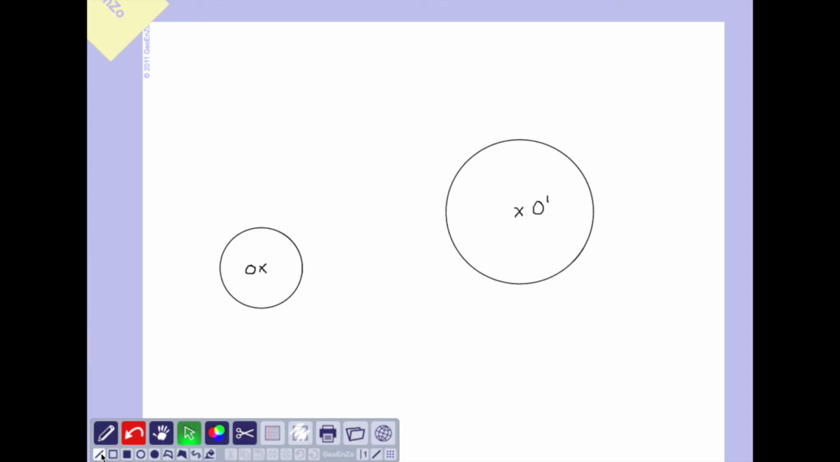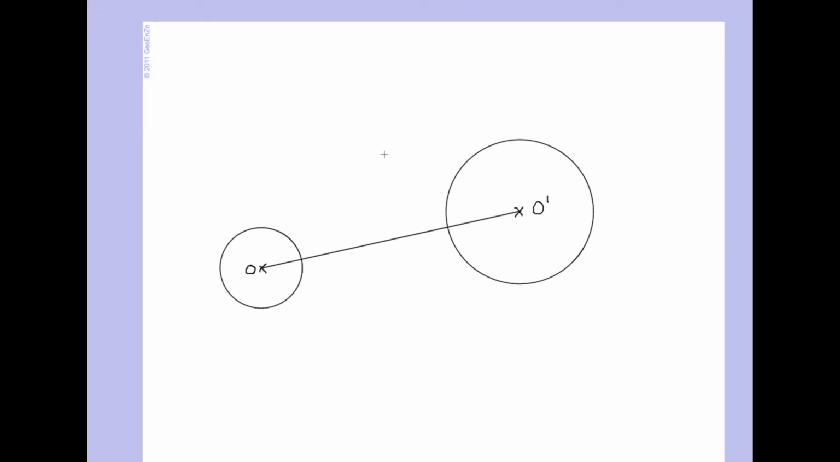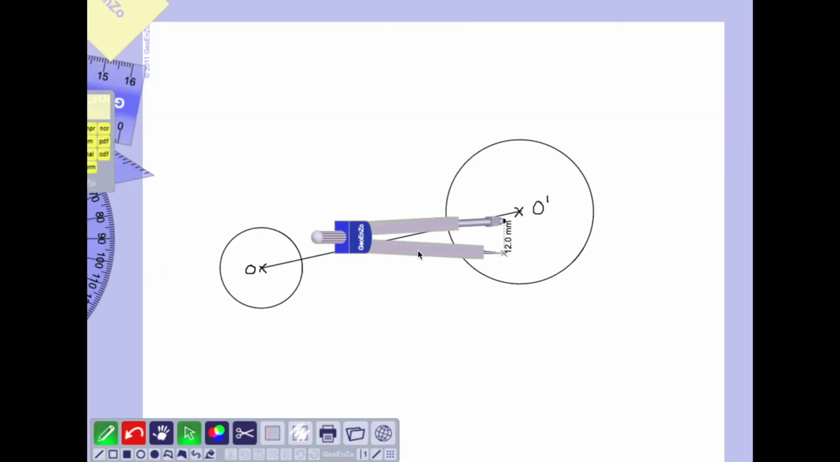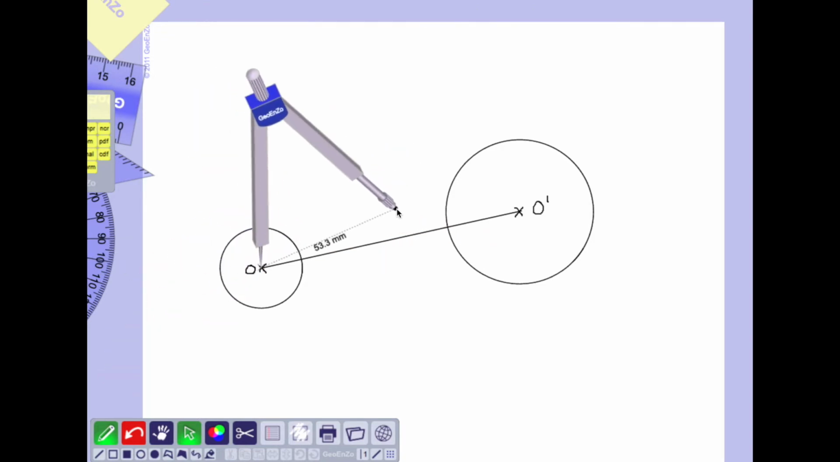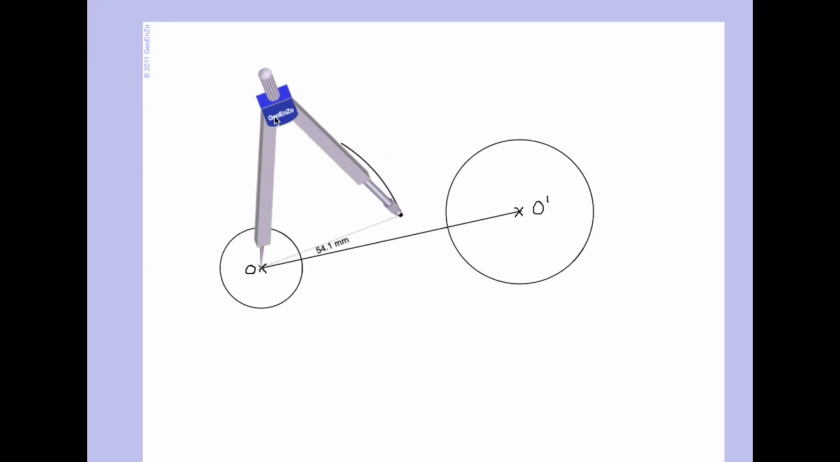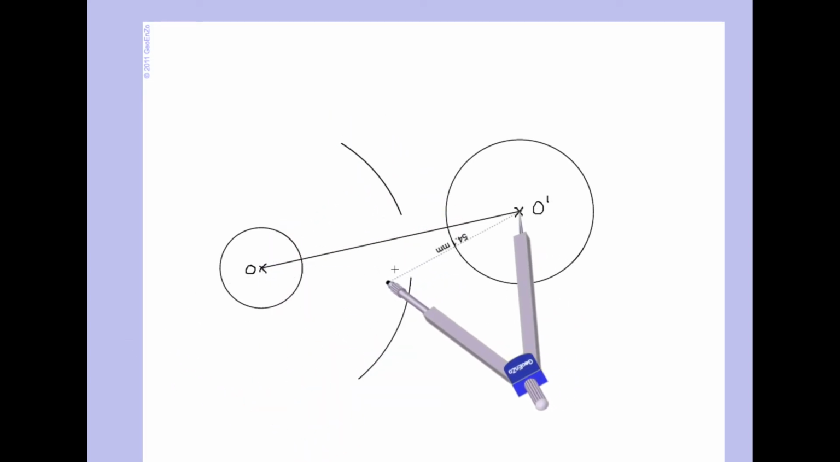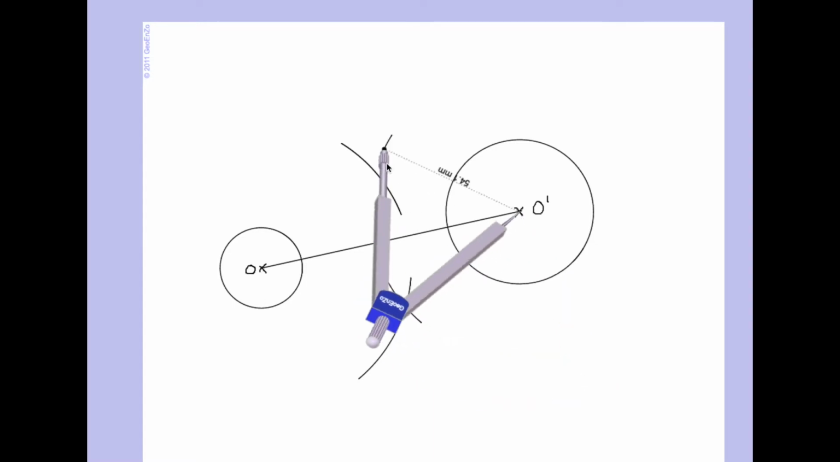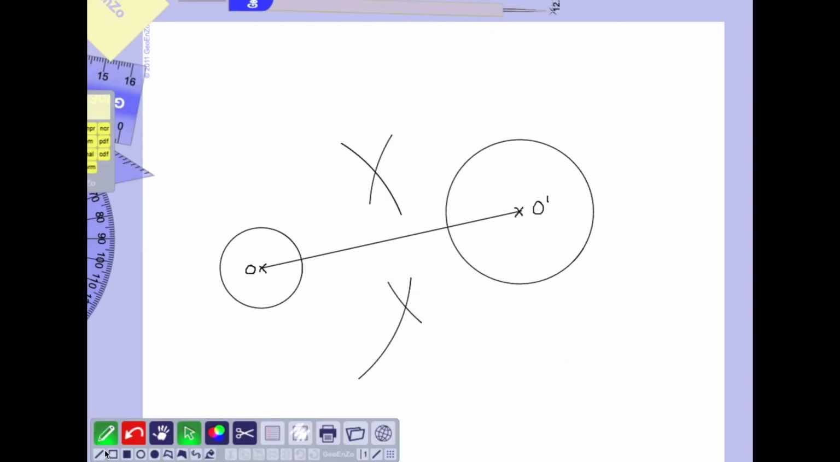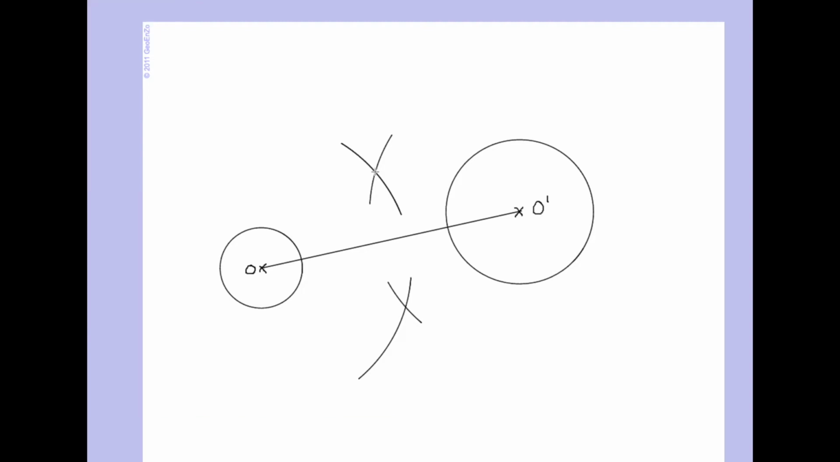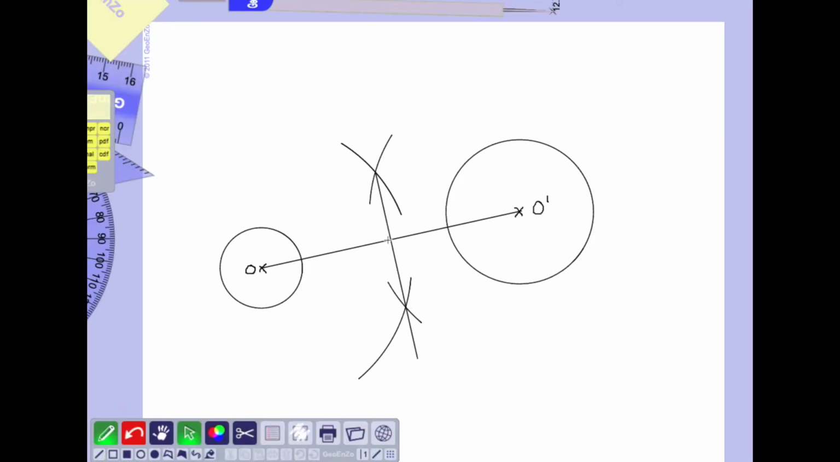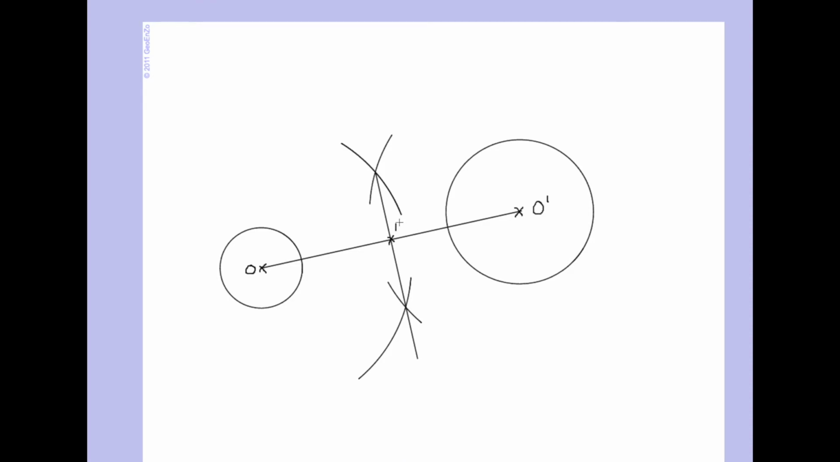Hi everybody! In this video we're going to learn how to draw the internal tangent lines to two circles. First of all, we have to join the two centers and then we draw the perpendicular segment bisector. We are going to label the middle point as 8.